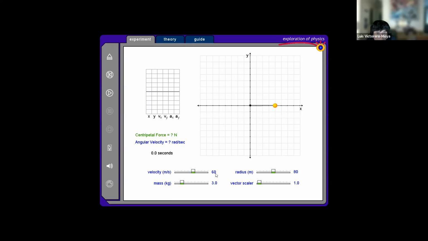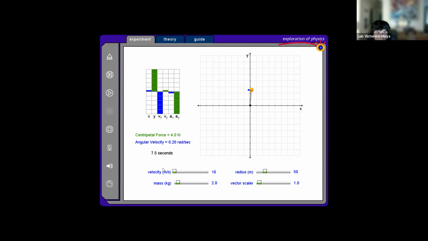All right. So maybe this won't be as good. So you may want to do it for, say, 10 meters per second. So we can go to 10. And then let's see what we get for 2 kilograms. 2 kilograms and a radius of 50. 4 newtons. Very slowly.